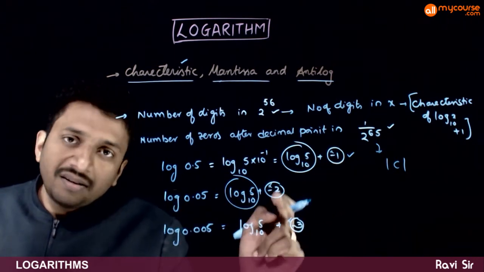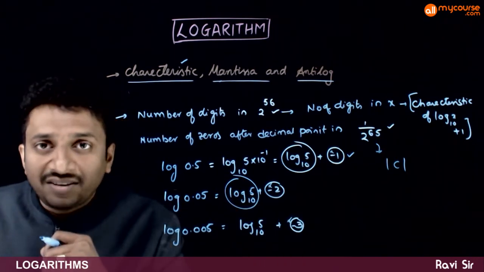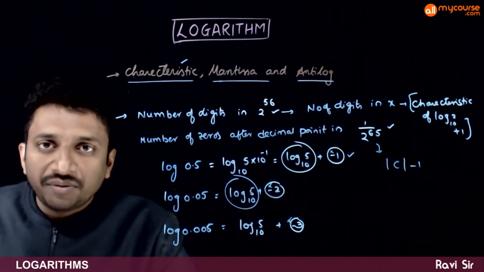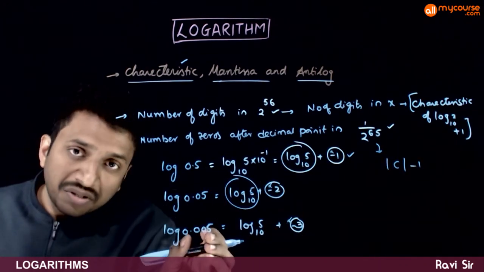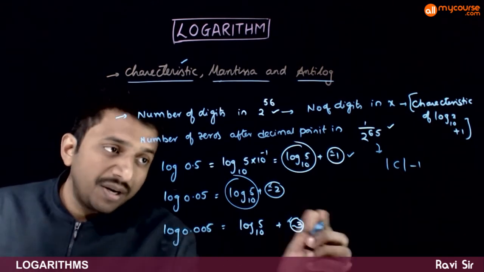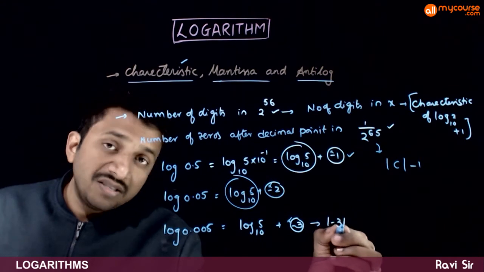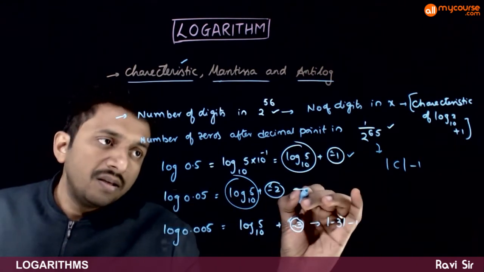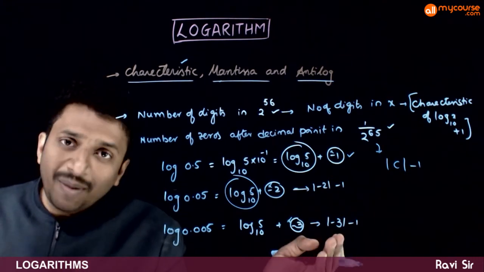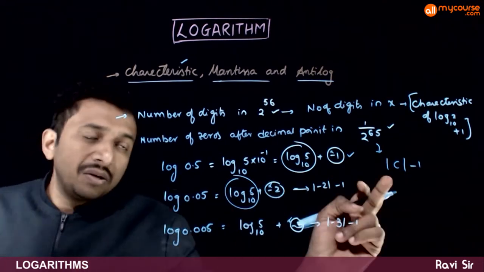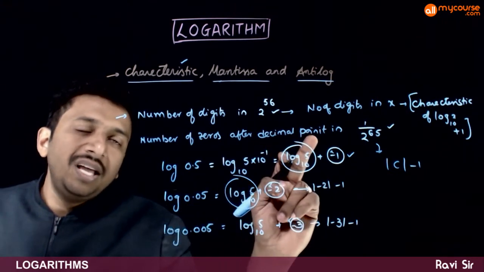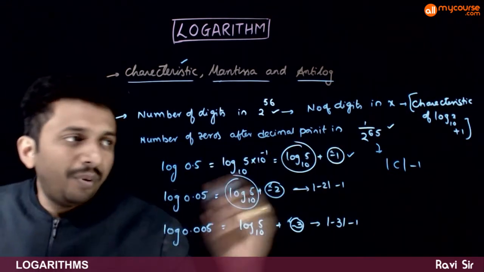So whatever you get is the mod of characteristic, and if you subtract 1 from that, you get the number of zeros. So the number of zeros in 0.005 immediately after the decimal point is nothing but modulus of minus 3, which is 3, minus 1. Modulus of minus 2 minus 1, that is 2 minus 1, 3 minus 1, and so on. So mod C minus 1 is the number of zeros immediately after the decimal point.